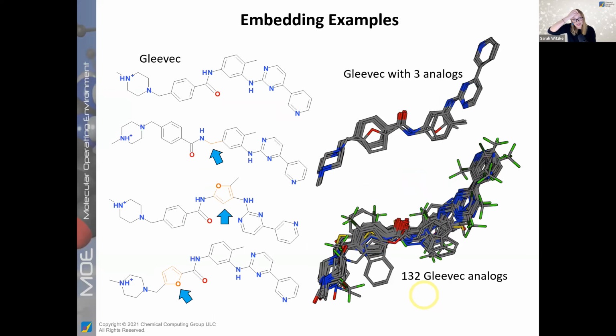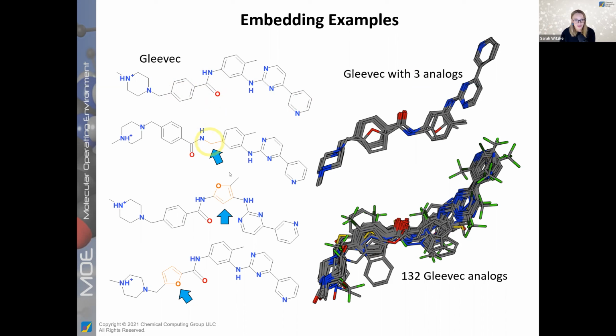So I want to show you a couple of examples of how embedding works. So imagine you have Gleevec, the molecule Gleevec up in the top left corner, and we are generating a couple of analogs. We start with a homologation. So the first step here has added a methylene unit before the amide group. That's a bit of a tricky one, right? We have added an extra carbon in the middle of the molecule and it suddenly gets a bit longer.